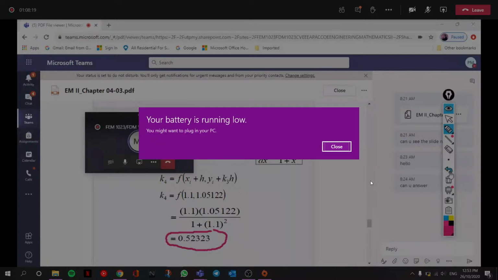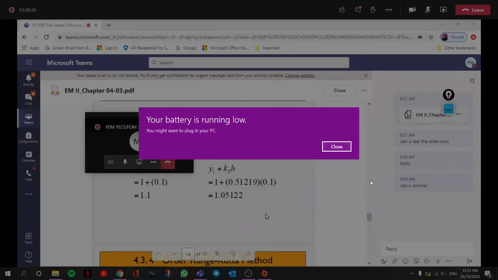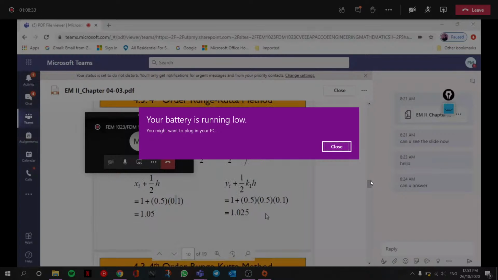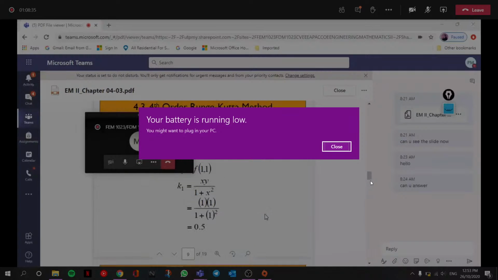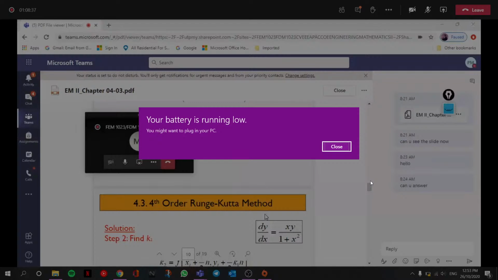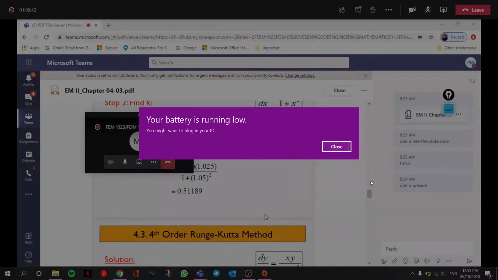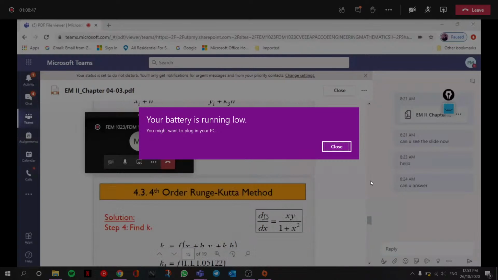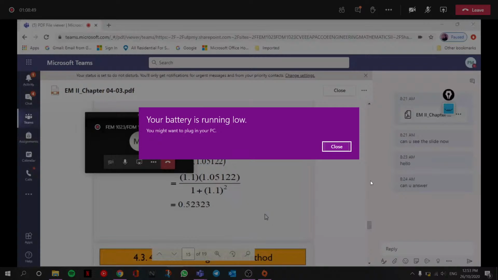Now we want to calculate your new y. That is the biggest challenge now. So your K1, K2, K3, K4 are all already found. K1 is 0.5. You must write down K2, 0.51189. You calculate by yourself. K3, 0.51219, and K4, 0.52323.